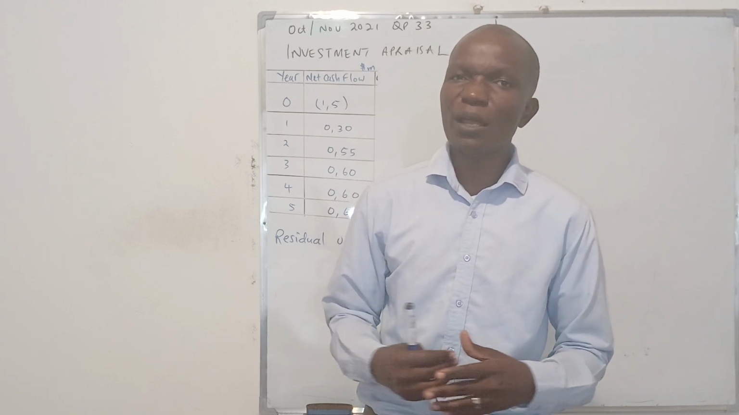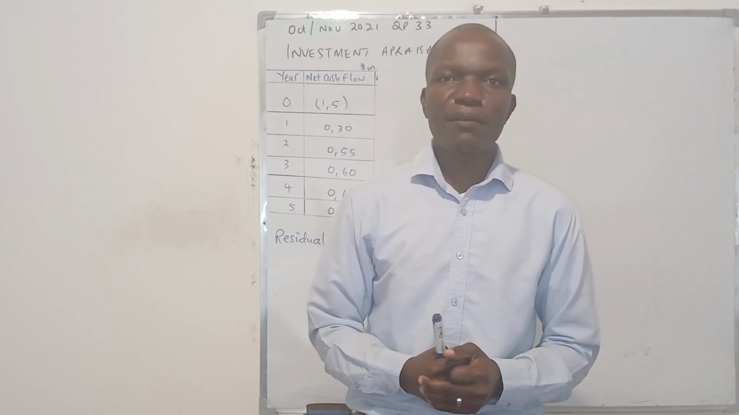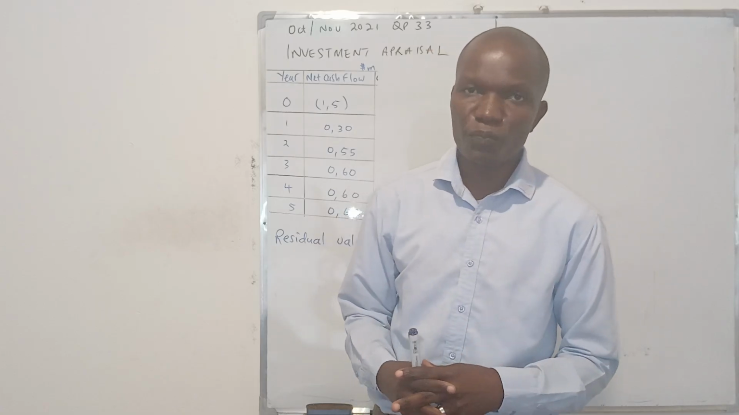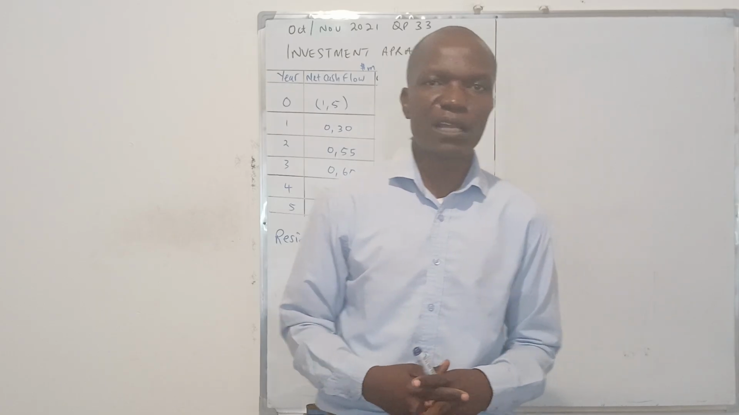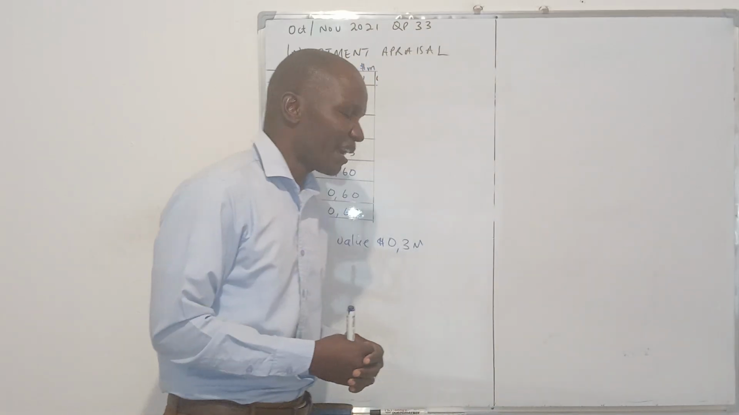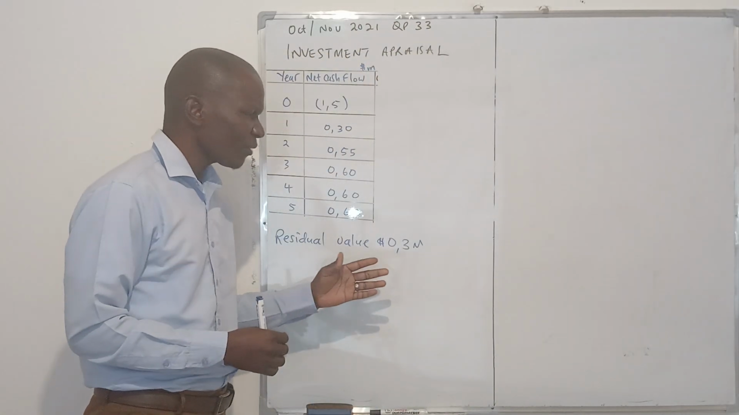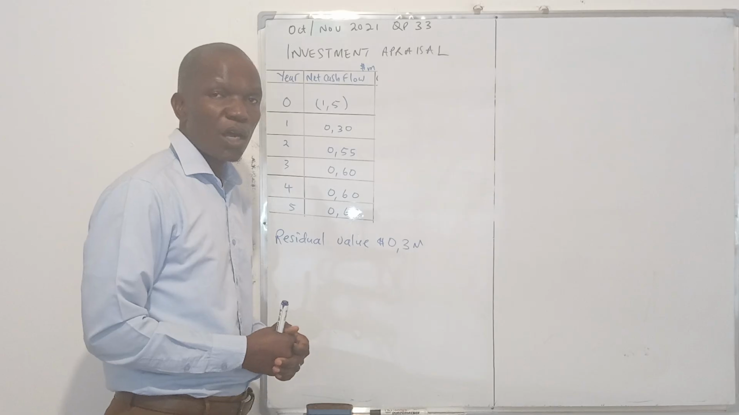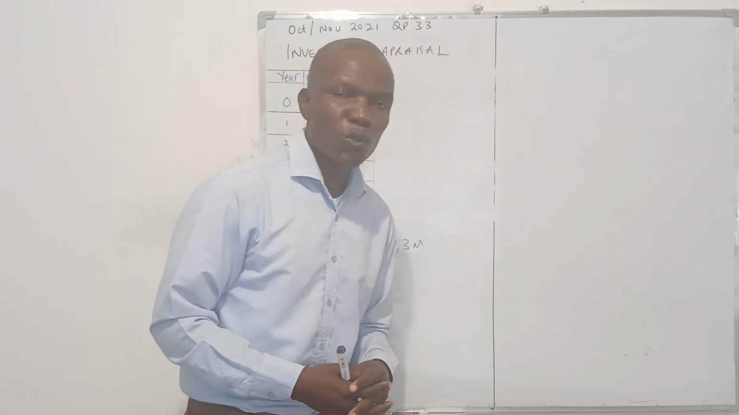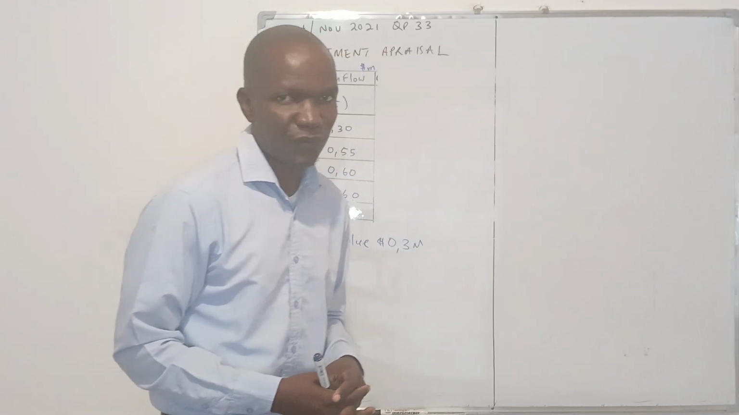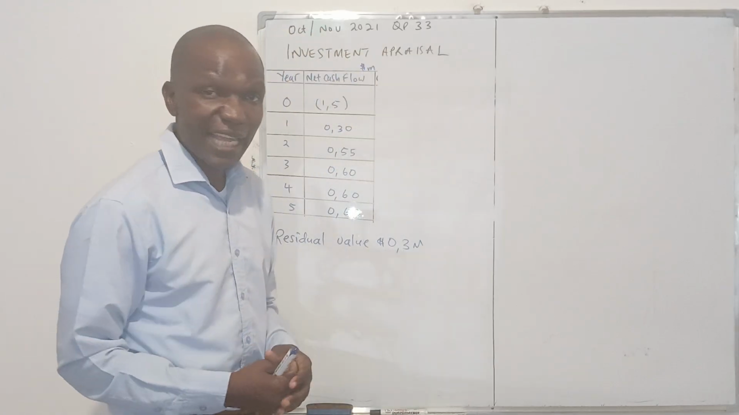To do this one, I want you to know that there are some important stages that you must remember each time you are asked to calculate ARR. With the question that we have been using, I've just added a residual value, so that you are able to capture another important aspect that is essential when calculating ARR. So what are the stages that are involved?